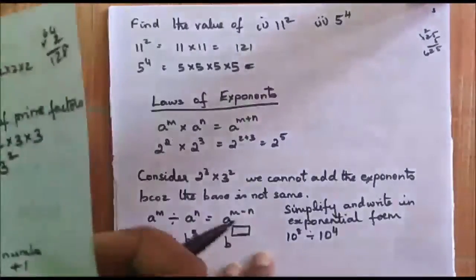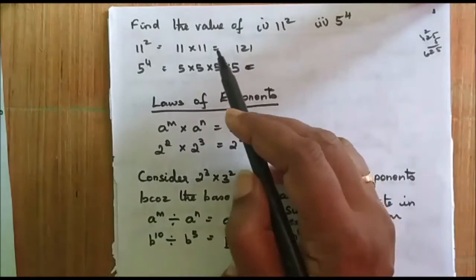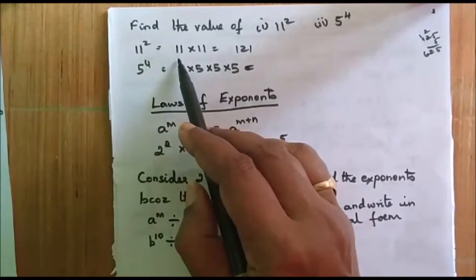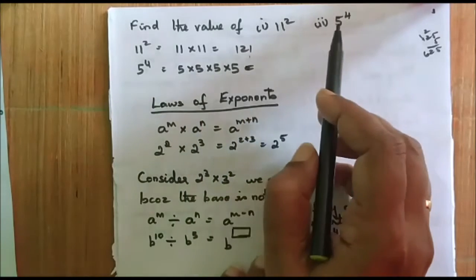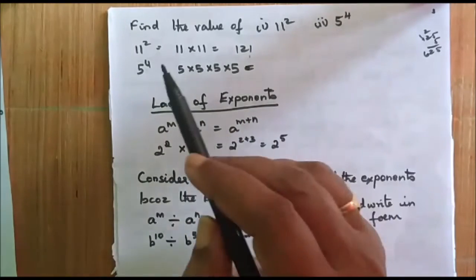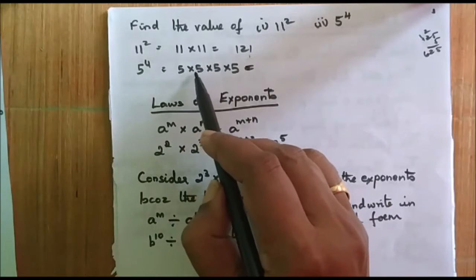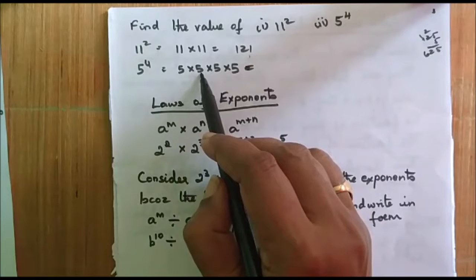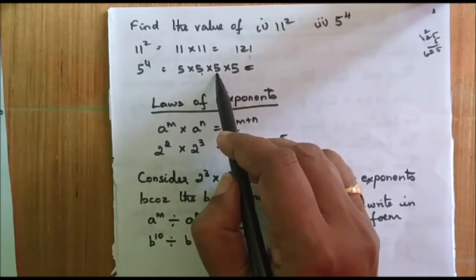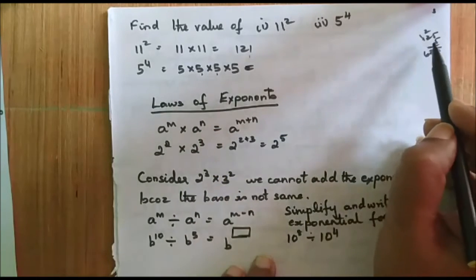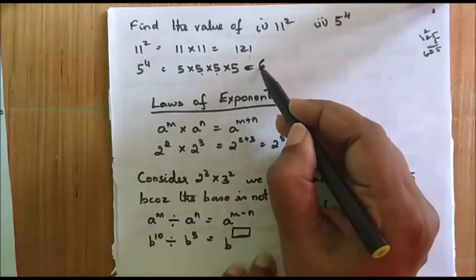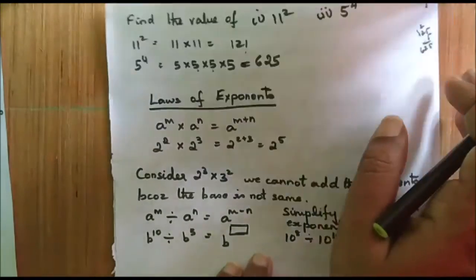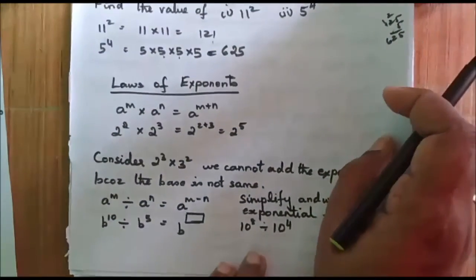Now we'll go to the next one, that is, find the value of 11 raised to the power 2. So 11 into 11 is 121. Similarly, 5 raised to the power 4: 5 into 5 into 5 into 5. How will you do it? 5 into 5 is 25. 25 into 5 is 125. And what is 125 into 5? It is 625. Okay. So this is how we find the value of the exponents.